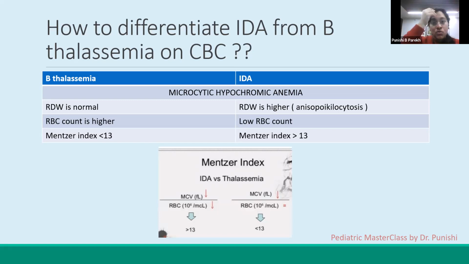If you go back to the question that I asked: is there any simple CBC test that you can use to say that this pregnant lady could be a beta thal carrier? It is if the mother has microcytic hypochromic anemia, and you look at the Mentzer index and it's less than 13, it goes more in favor of a thalassemia carrier rather than her being iron deficient.